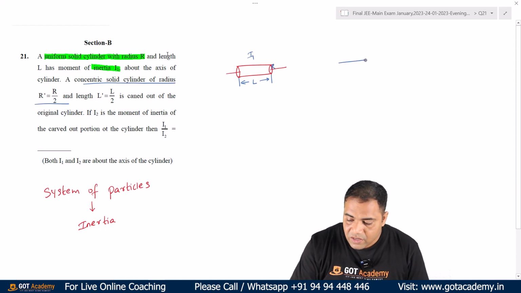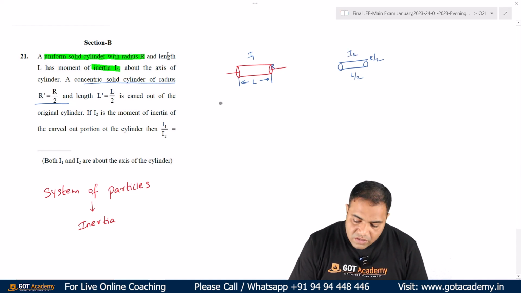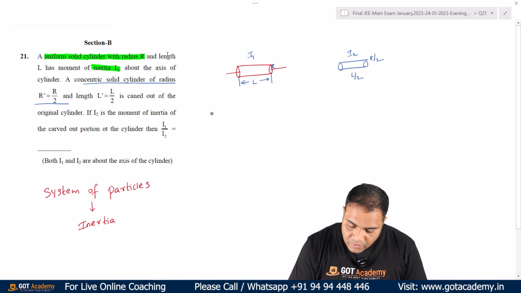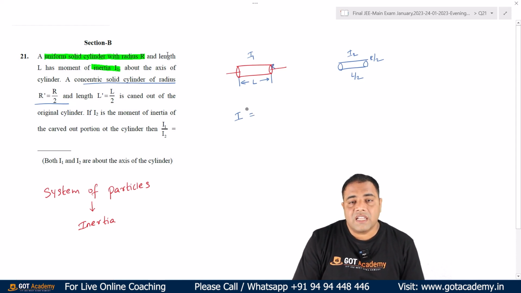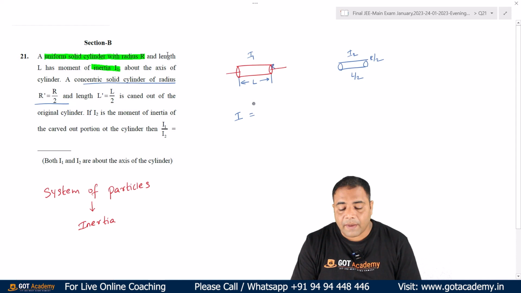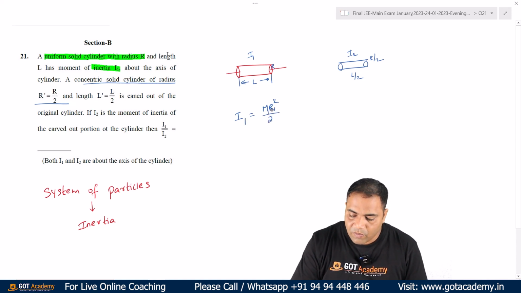Okay, let me draw once again. So, this is next case. Here, the radius is given as r by 2 and length is given as L by 2. Inertia is given as I2. Okay. So, what is the formula for inertia? Now, the formula for inertia, I is equal to, for a solid cylinder, it is m r square by 2. The same is for disk also. So, m r square by 2. You are saying 1, so this will be r1, and this will be m1.